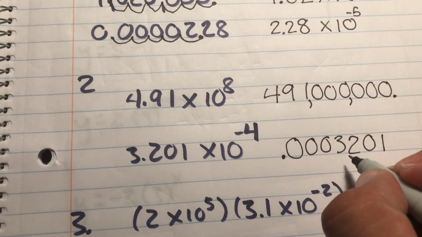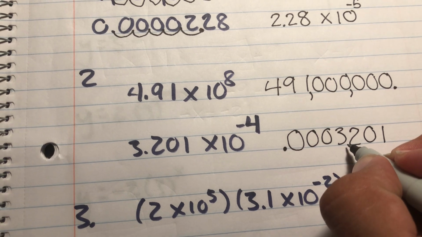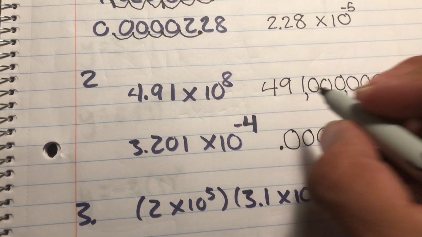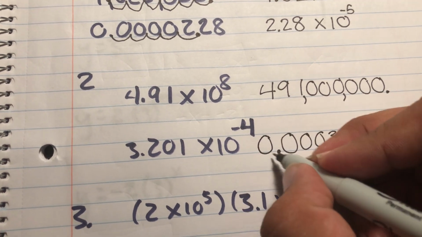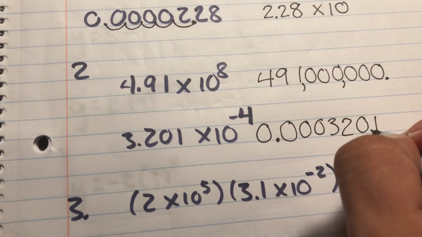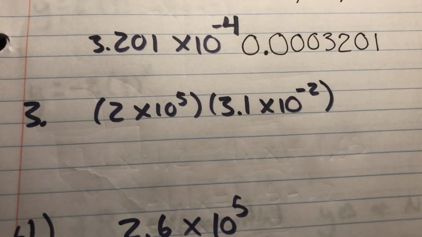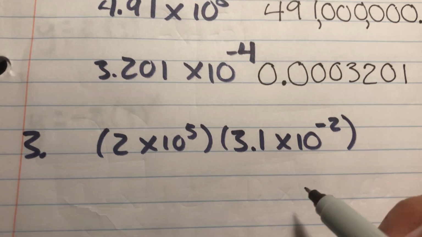Let's check where it was and where it is. So it used to be here. And now it moved 1, 2, 3, 4. There you go. So now it's 0.0003201. Perfect.